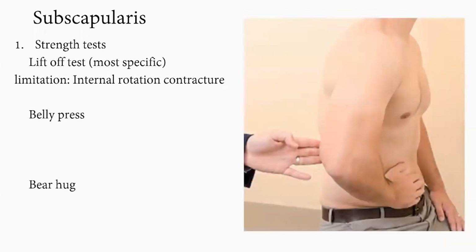We have two other tests, which is the belly press test. Here, the patient is asked to lock his wrist and press against his belly. A positive test is wrist flexion. The patient cannot internally rotate, so he flexes the wrist.